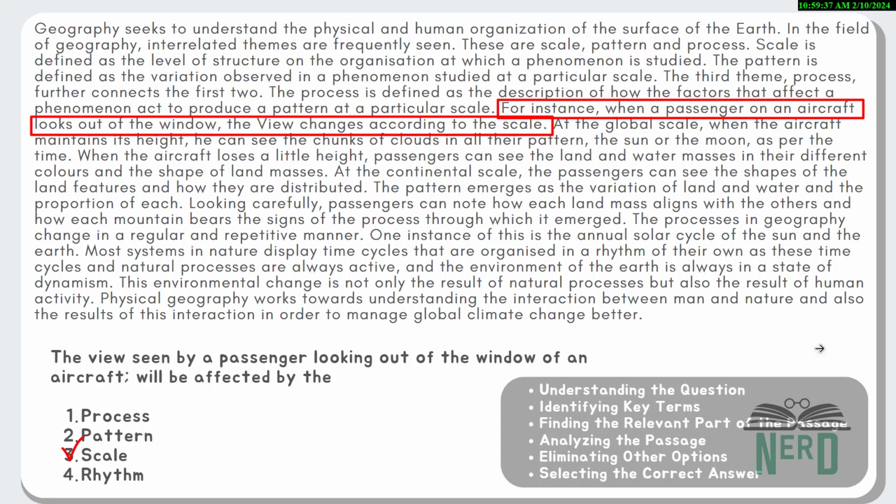So the passage describes how at different scales, global or continental, the passenger's view and what can be seen, right? Like clouds, land, and water masses. So, by focusing on the description of how the view from an aircraft changes based on scale, we can confidently conclude that scale is what affects the view seen by a passenger, as directly supported by the specific line in the passage. This method ensures that the answer is not just a guess but is rooted in the passage content, right?